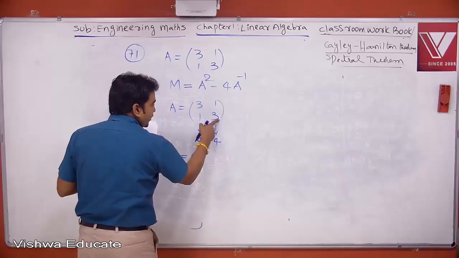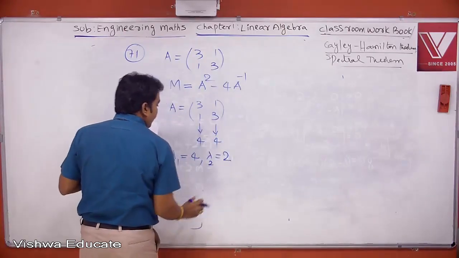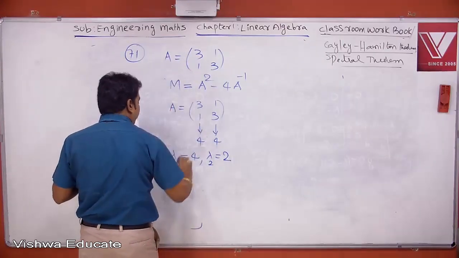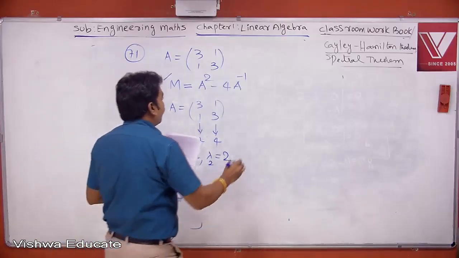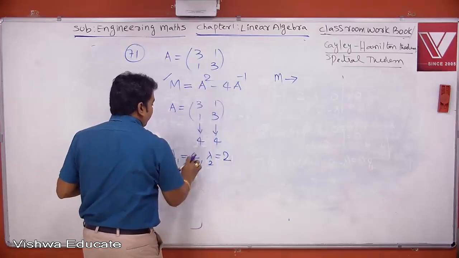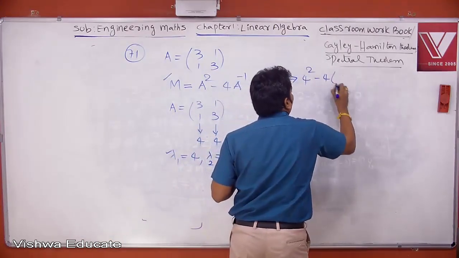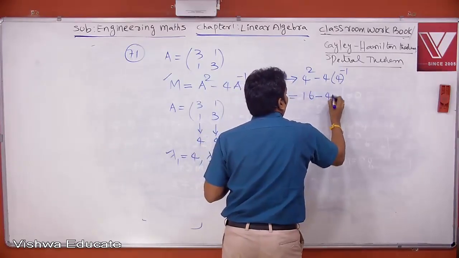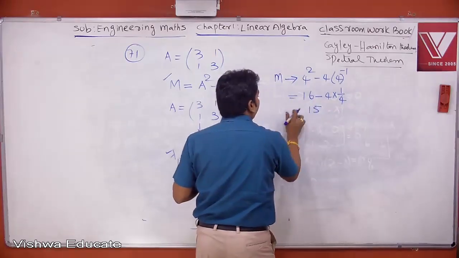But already the trace is 6. 4 is covered. So the second eigenvalue is 2. Therefore 4 and 2 are eigenvalues of this. But using this, let us try to find eigenvalues of M. So therefore, the first eigenvalue of M is, replace this A by first eigenvalue 4. So this is 4 square minus 4 into 4 inverse. So this is 16 minus 4 into 1 by 4. So this is 15. So one eigenvalue of M is 15.